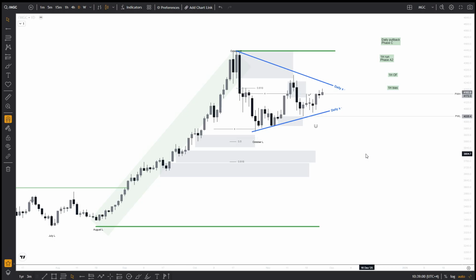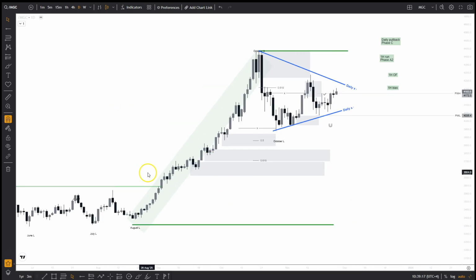This is Wednesday, November 26th, 2025, and this is preparation for the London session opening trade on gold, MGC micro contract for gold futures. We are looking at technical analysis.